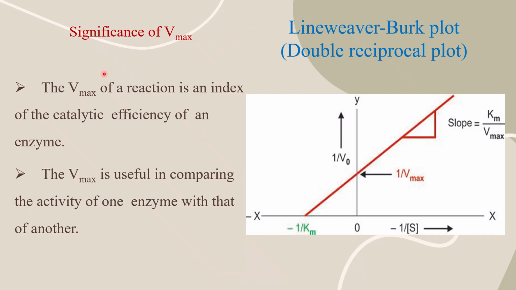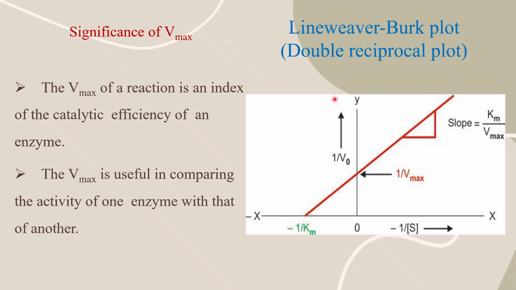Now, what is the significance of Vmax? What information can we infer from the Vmax? The Vmax of a reaction is an index of catalytic efficiency of an enzyme. Rather, the Vmax by Km is more reliable. This ratio is a more reliable indicator of the catalytic efficiency of any enzyme. So Vmax is useful in comparing the activity of one enzyme with that of another.